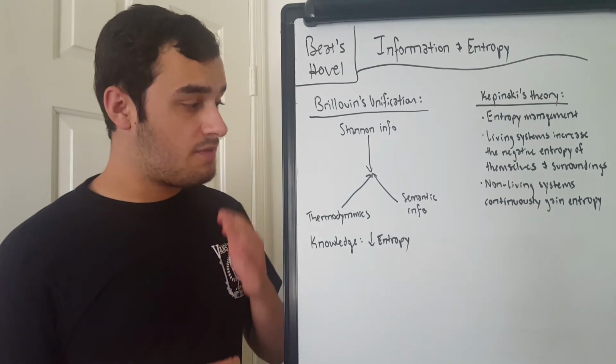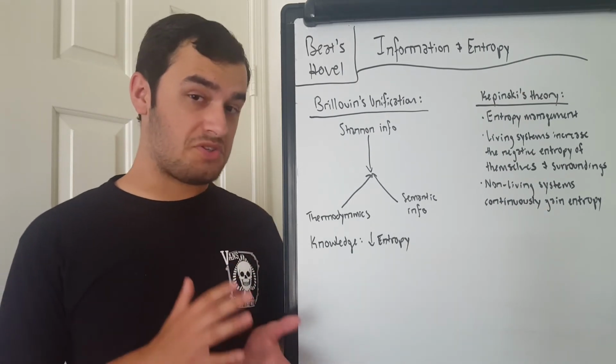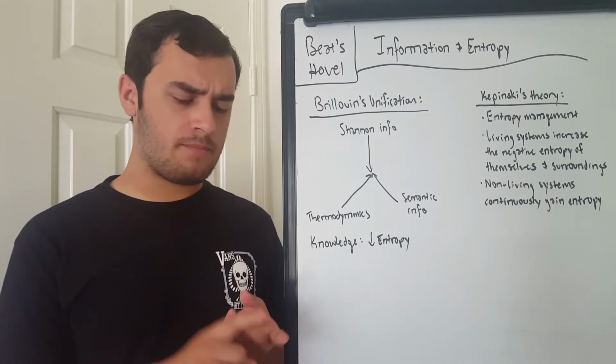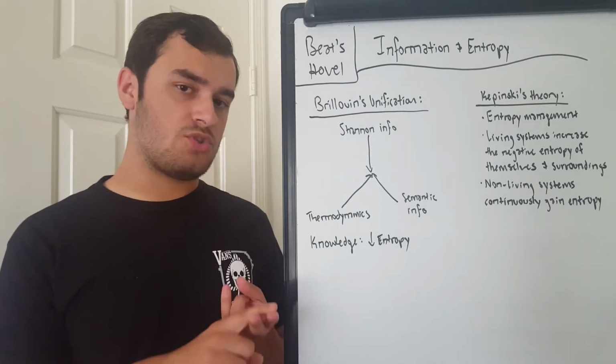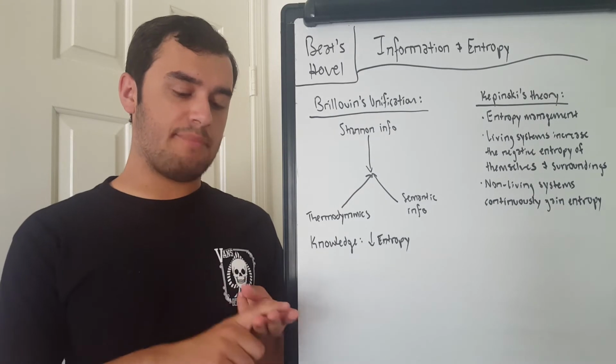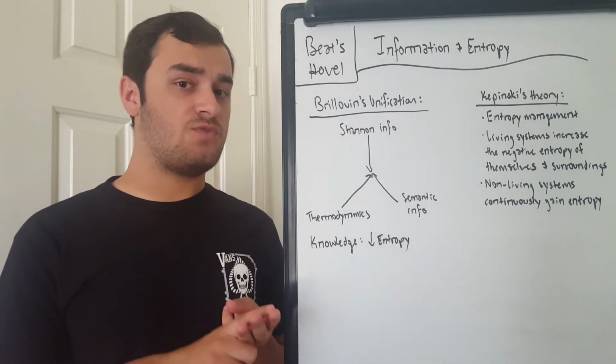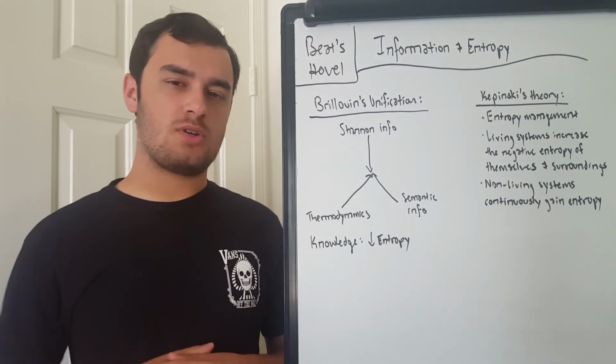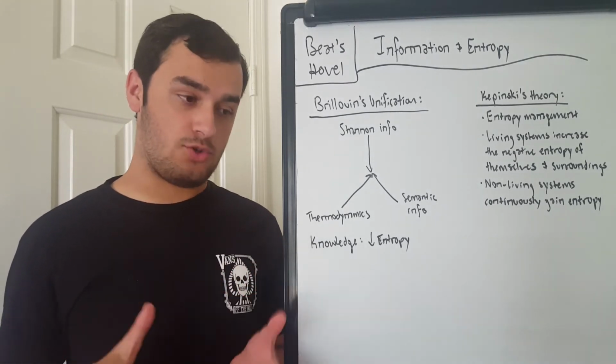So, now that we've gone over the three different definitions of information: Shannon's definition, which is purely quantitative; the semantic definition, which concerns the meaning of the message; and Boltzmann's entropy, which is the measure of disorder in a given system; before we talk about the unification, let's talk a little bit more about entropy.